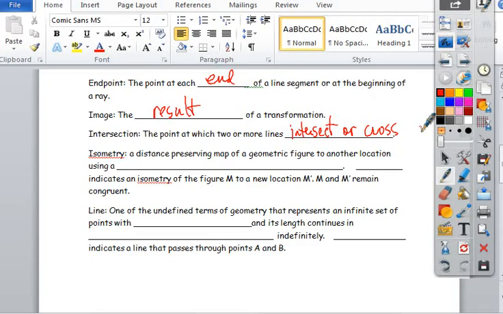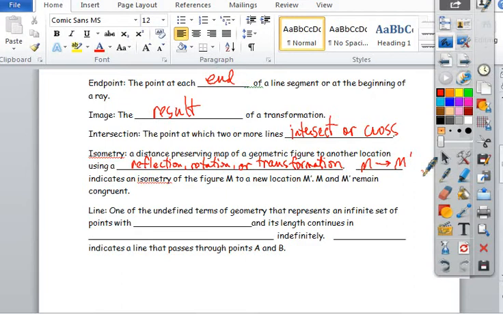Isometry is a distance-preserving map of a geometric figure to another location using a reflection, a rotation, or a transformation. All right, the way you do the symbol is you would say M maps to M prime. We remember that, right? Which one is your image and which one is the pre-image? Pre-image is M. M is the pre-image. That's where you start. M prime, the one with the prime, is always the image where you finish up.